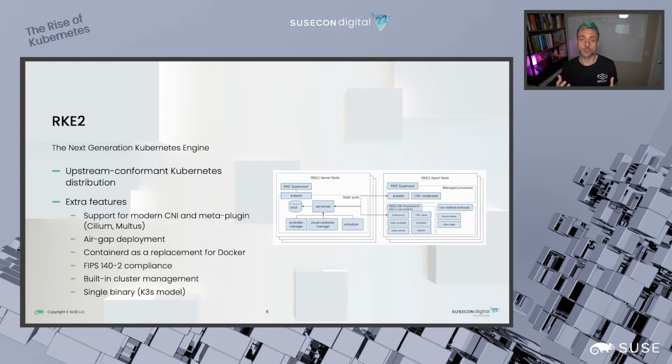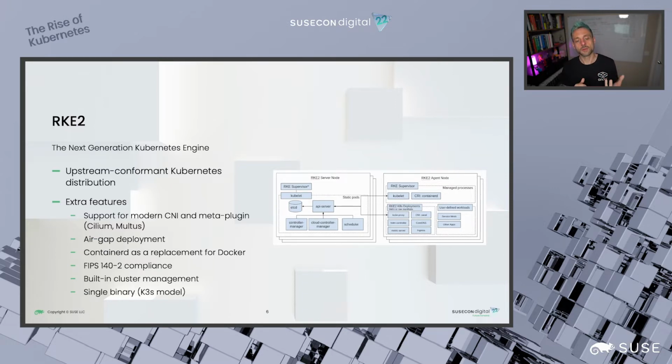So it's a distribution that can pass the CIS 1.5 and 1.6 benchmarks. So to run in a security sensitive environment or any enterprise environment, I would say it's a very good baseline. As I said, it's an upstream conformant Kubernetes distribution, and it does have extra features such as Cilium and Multus as CNI. You can install it in air-gapped environments, so without connection to the internet.